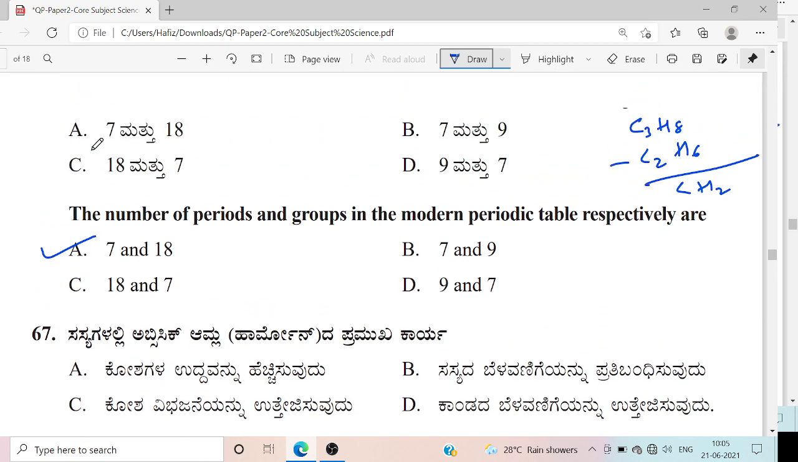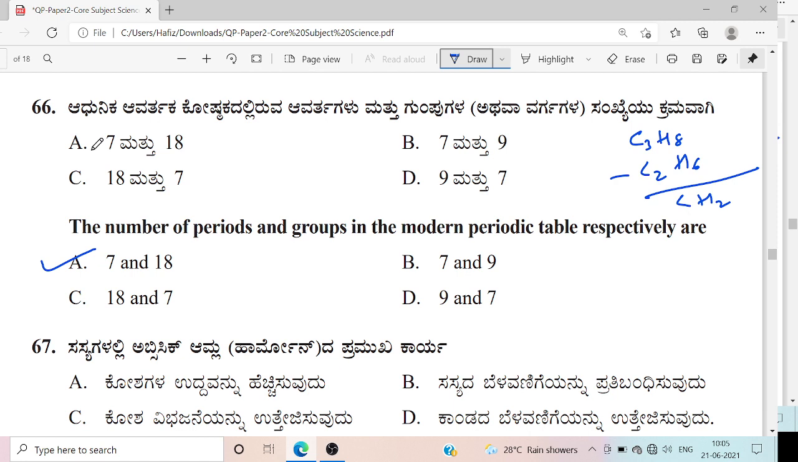Okay, so this was all about the second model question paper, physics and chemistry part. Hope everybody got to know in short time how you will answer the questions.